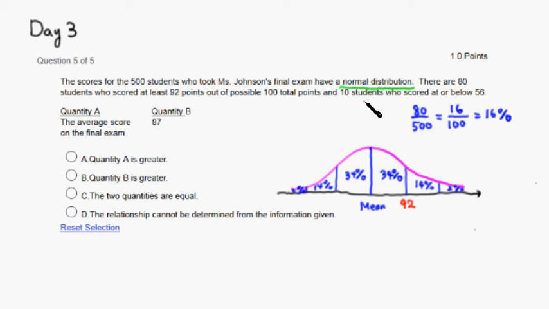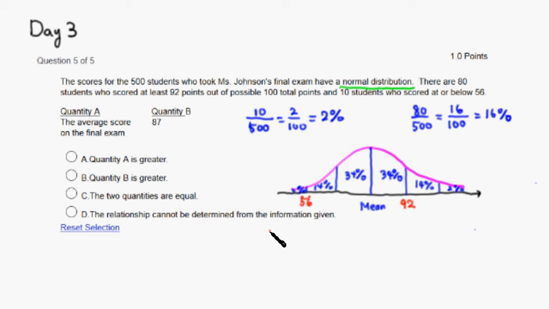And it says 10 students scored below 56. So 10 students is actually 10 over 500, so divide by 5, so it's 2 over 100. So the bottom 2% scored below 56. So here, this is 2% here, so this is 56.